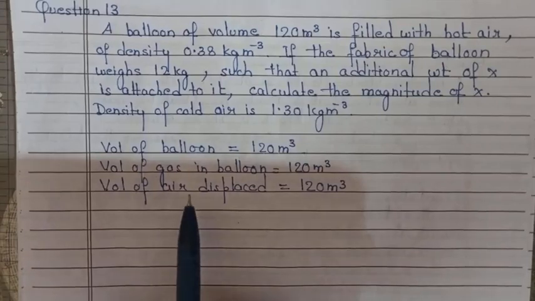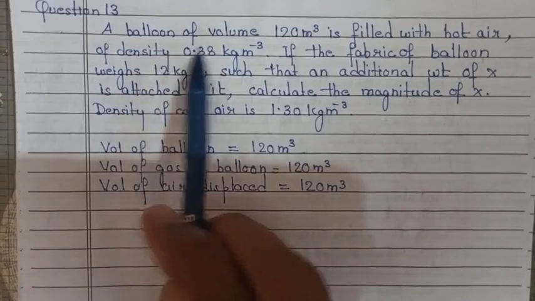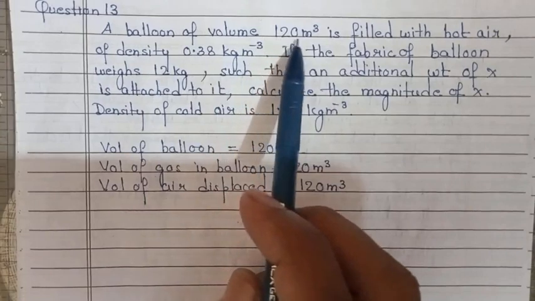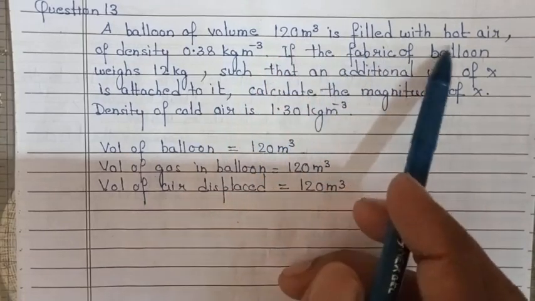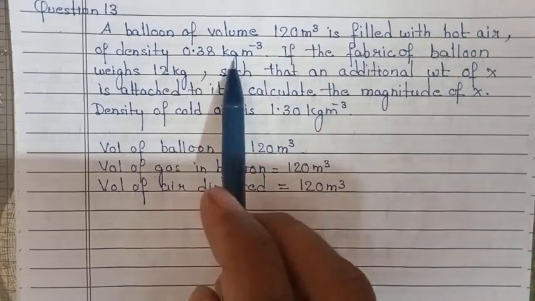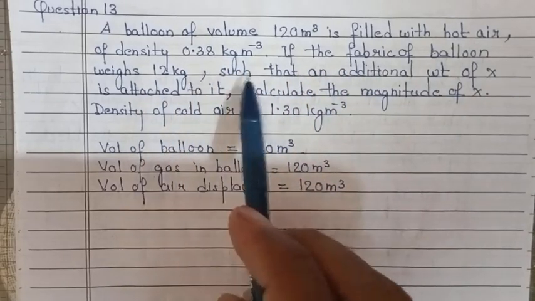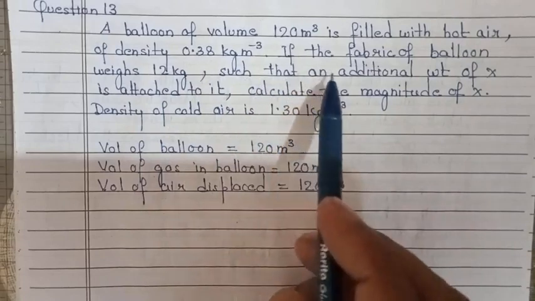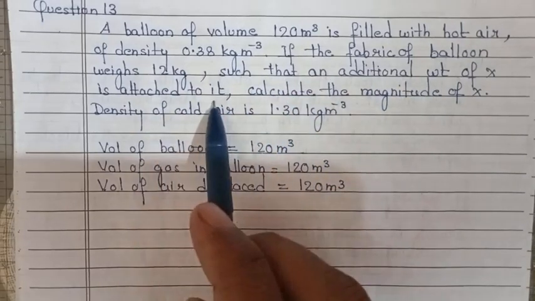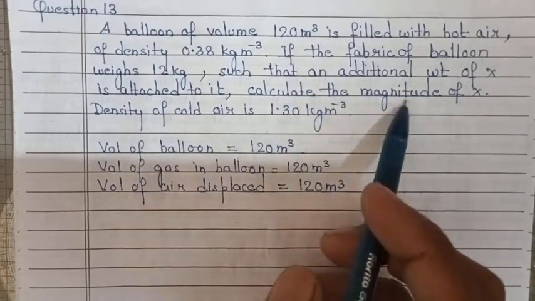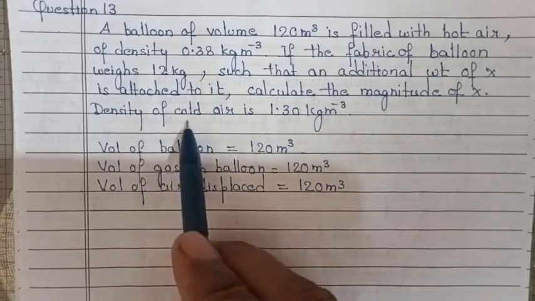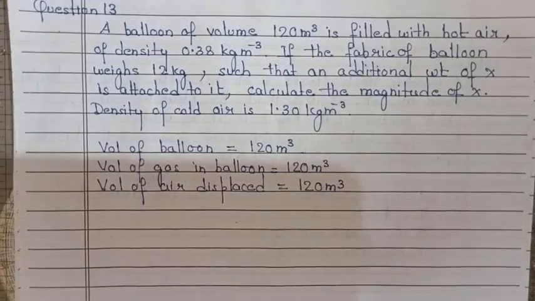Okay, students, now see what's given in this question. A balloon of volume 120 cubic meter is filled with hot air of density. If the fabric of the balloon weighs 12 kg, what such that an additional weight of x is attached to it, calculate the magnitude of x, and the density of cold air is 1.30.